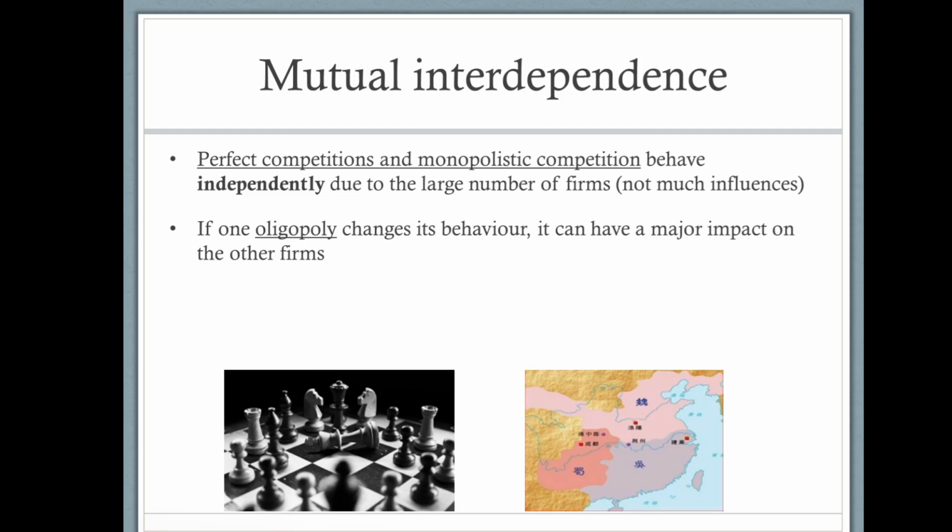So that's why you see here, if one oligopoly is changing its behavior, it can create a huge impact to the market or to the other firms, because the other firms will have to come up with some other strategies in order to counteract. Basically, it's like playing chess.